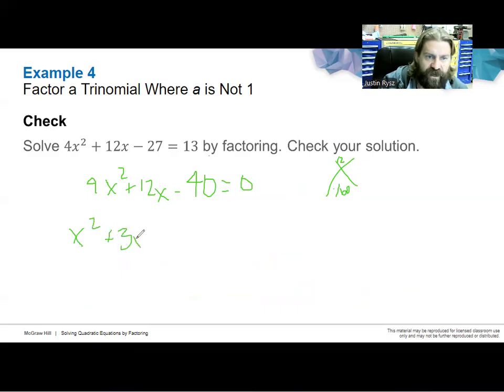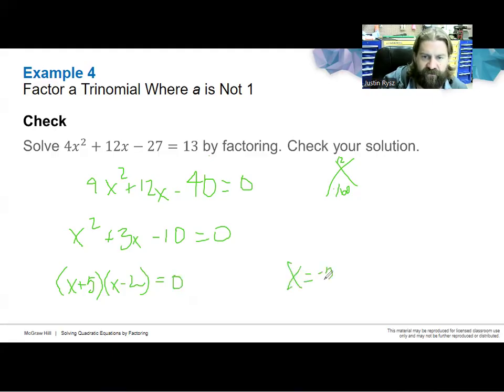So we get x squared plus 3x minus 10. All right, if I divide everything by 4, I get what multiplies together to give negative 10 and adds together to get 3. That'd be a positive 5 and a negative 2. And then when we solve, we basically get the opposite there. We get x equals negative 5 and x equals positive 2.